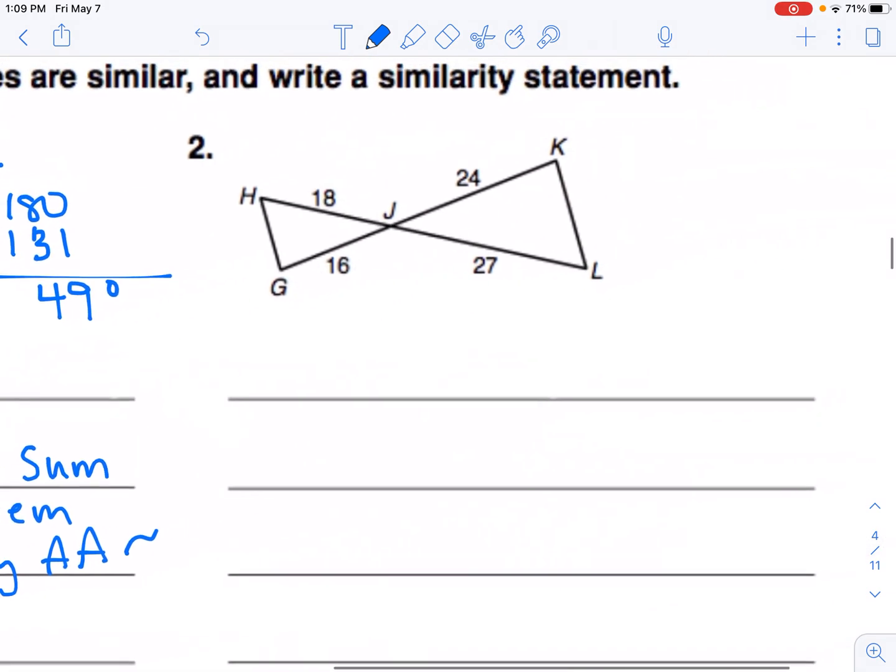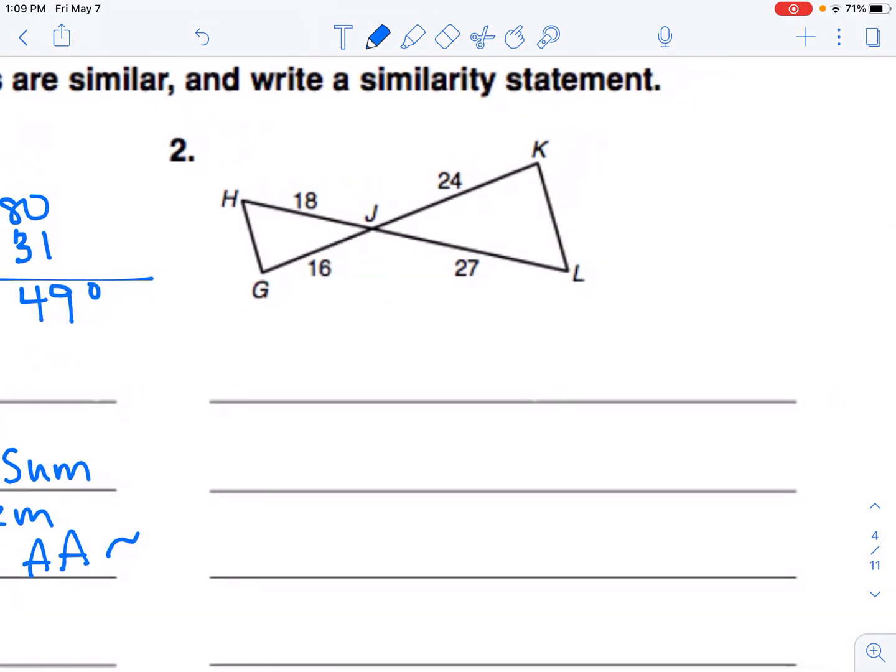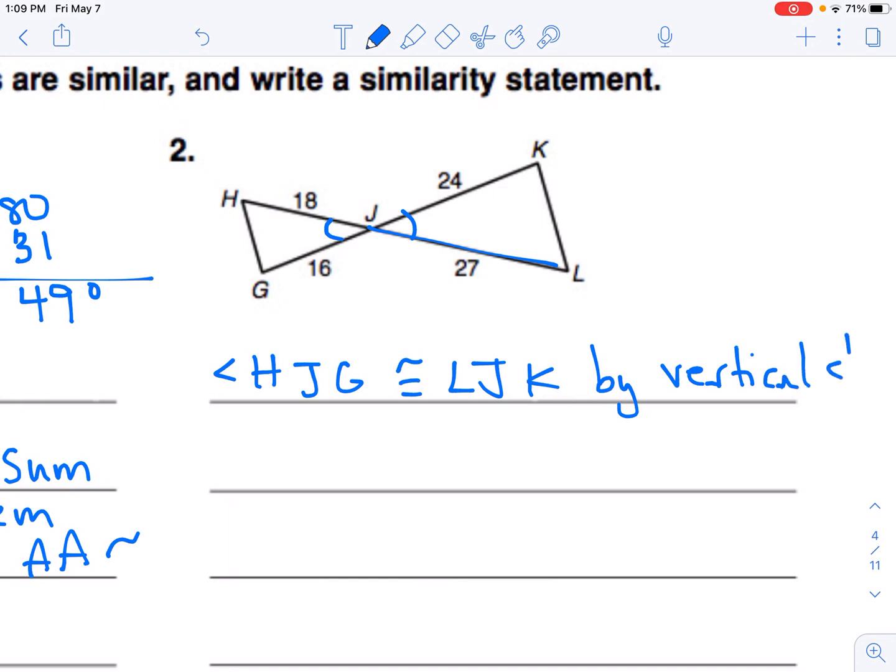Let's try number 2. Right away I notice I don't know any angle measures in this picture. But I do know that angle HJG is congruent to angle LJK by vertical angles. Next, I see side lengths, so I'm going to write the proportions. I'm going to do HJ over JL, so 18 over 27. And how did I know to match it with 27 and not 24?